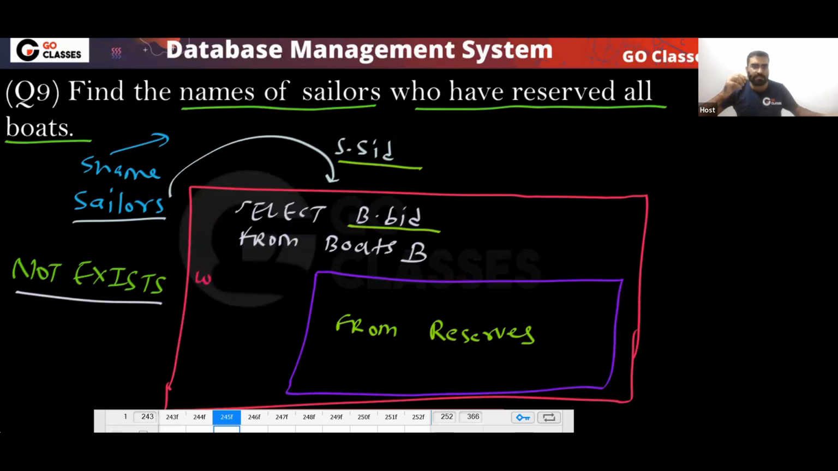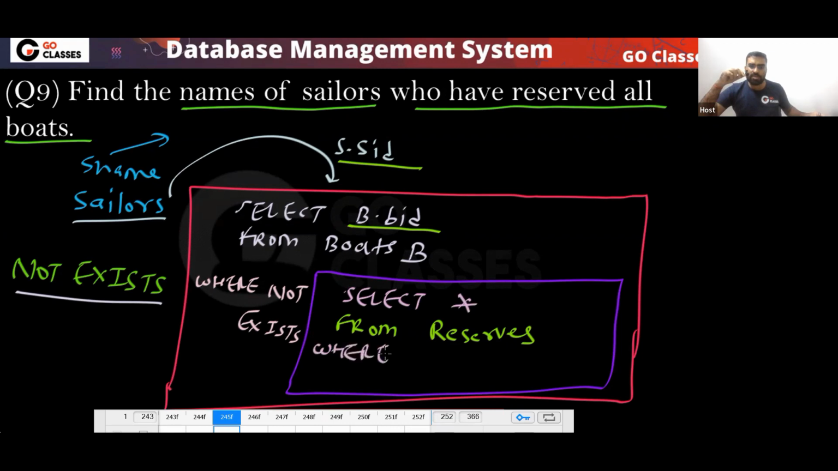I can say where not exists this type of record. Which type of record? From R, select star where this record does not exist, so that R.BID is equal to B.BID and R.SID is equal to S.SID. That's it. So this is your query.